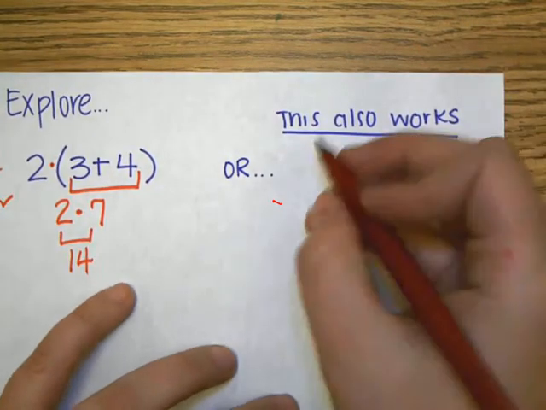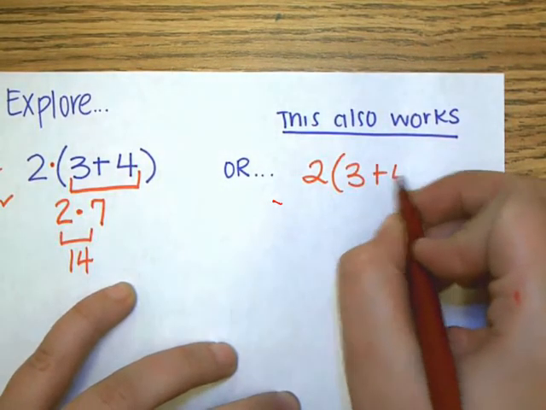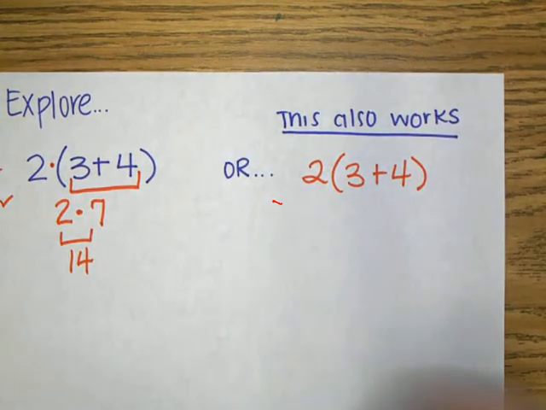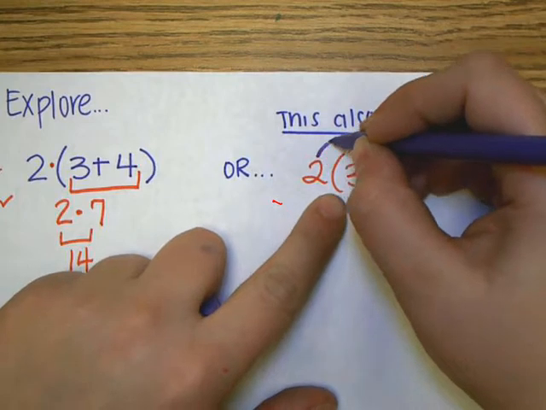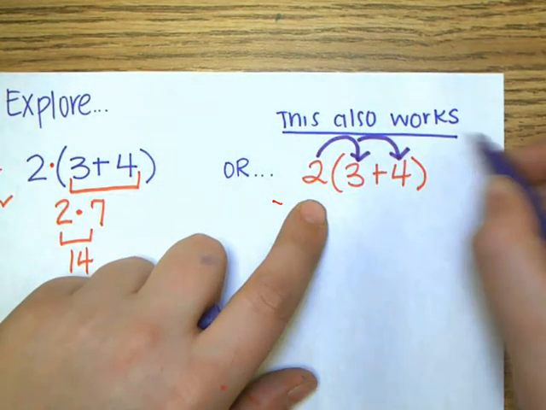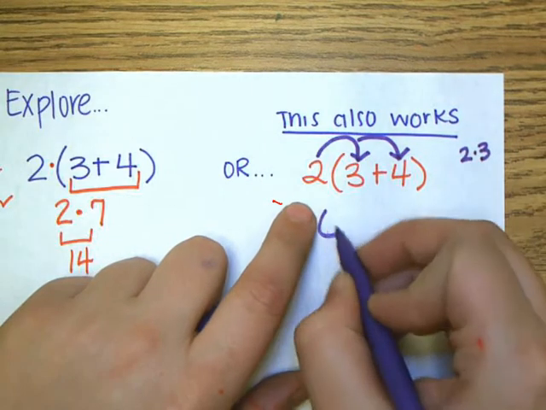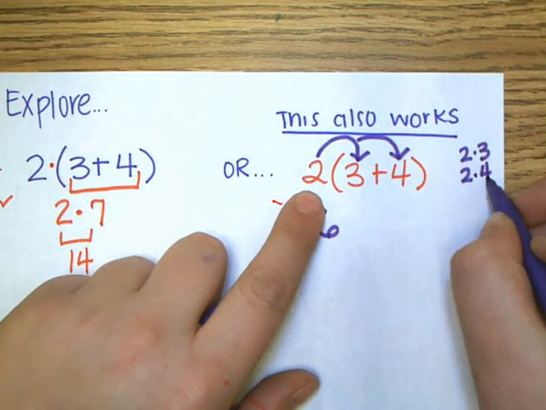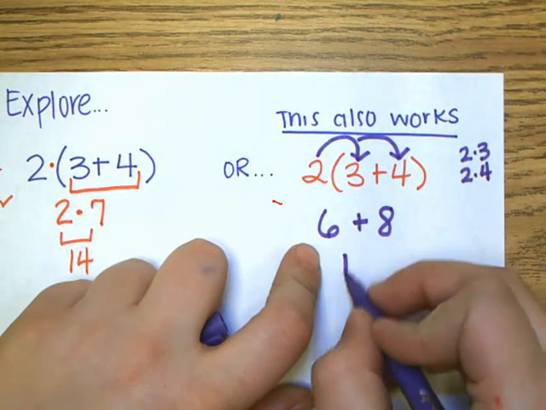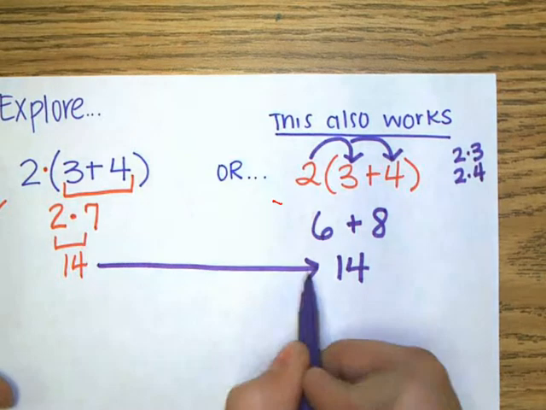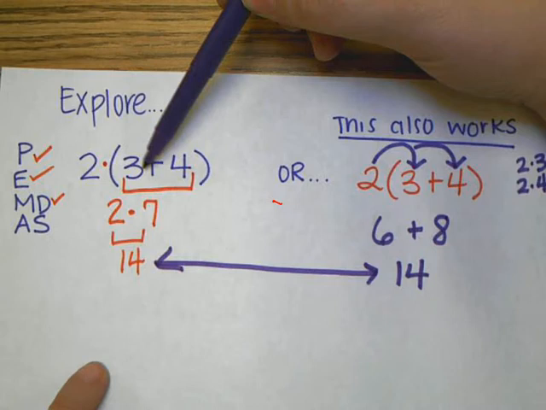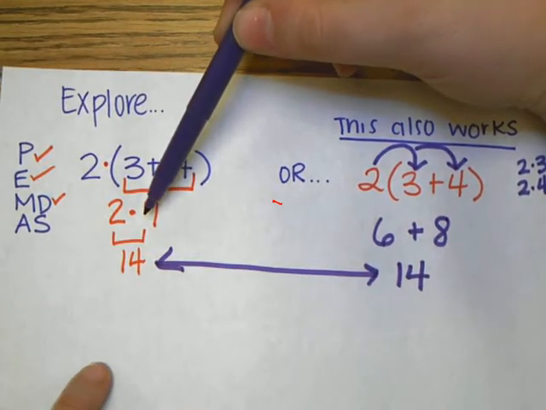Well, we can also use the distributive property here. So if I redo this problem now, and this time I use the distributive property, which says to take the number on the outside and multiply it to each number in the inside of the parentheses. So 2 times 3 is 6. And then 2 times 4 is positive 8. And then 6 plus 8 is 14. So as you can see, we could also distribute first instead of working inside the parentheses first.